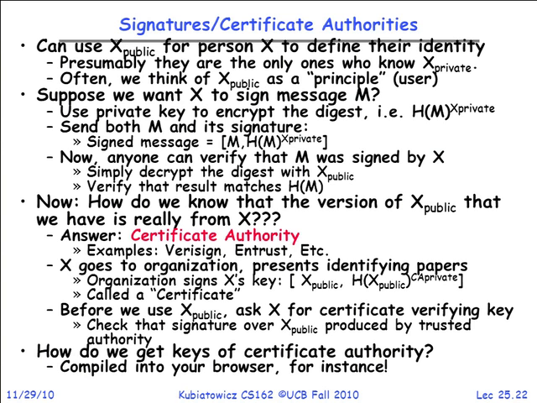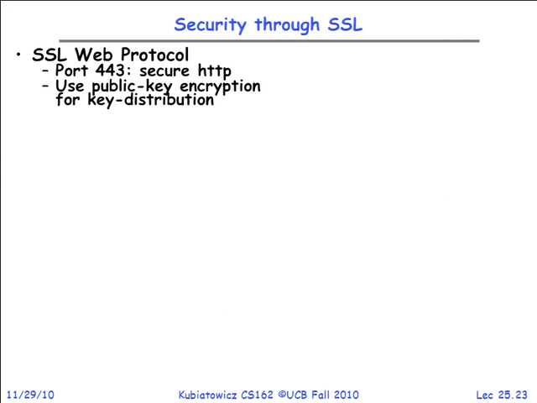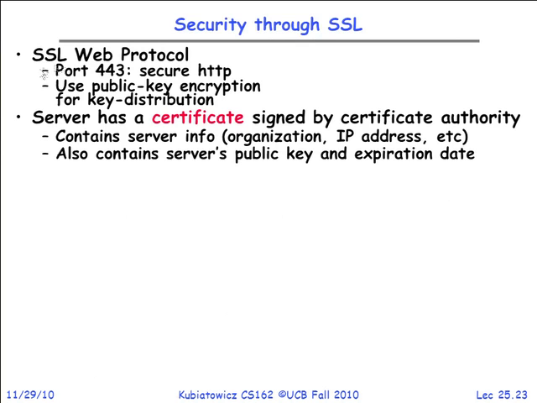So let's take a brief look before we finish up on how this idea works with SSL. SSL is the protocol of choice these days to do a secure web and protocols to the bank or whatever. It's port 443, just in case you weren't aware. What is the regular web? Port 80, very good. And the idea here is that the server has a certificate signed by a certificate authority which contains the information like the organization, IP address, etc. And it also has the server's public key and expiration date. Okay, and this expiration date's useful so that keys will eventually expire and you have to actually generate new ones. This is kind of an extra level of security.